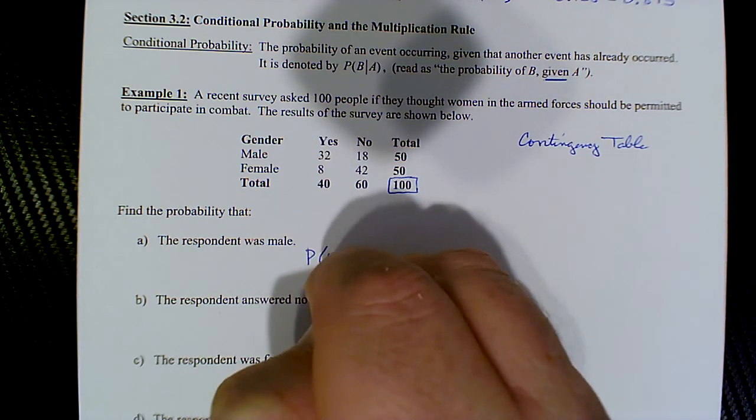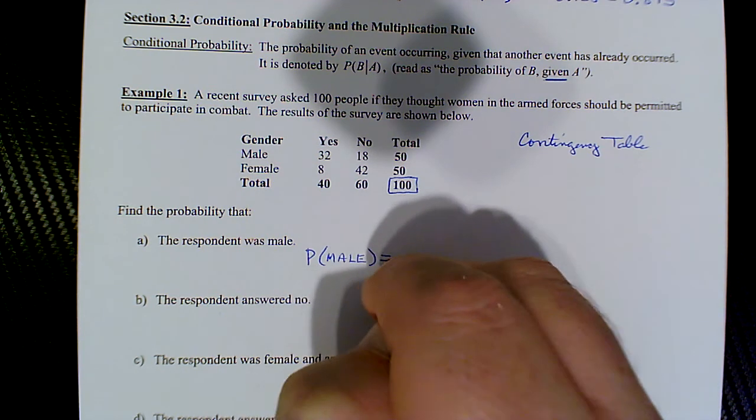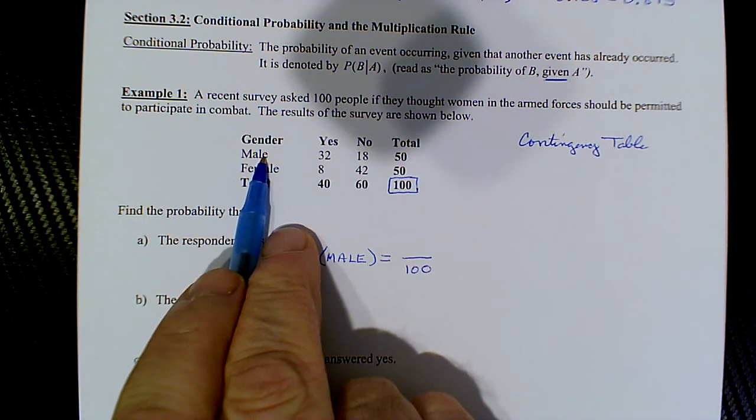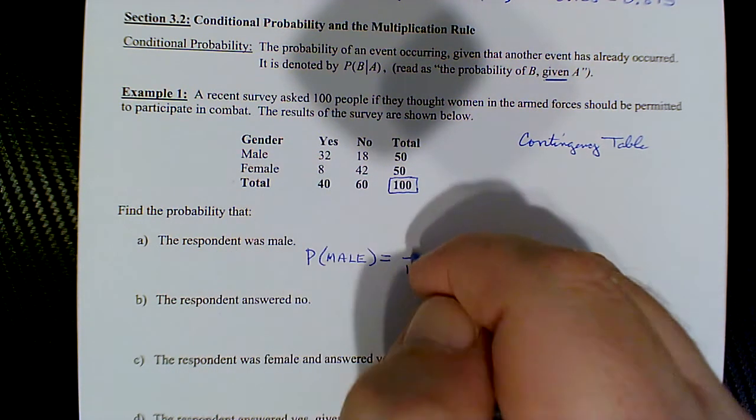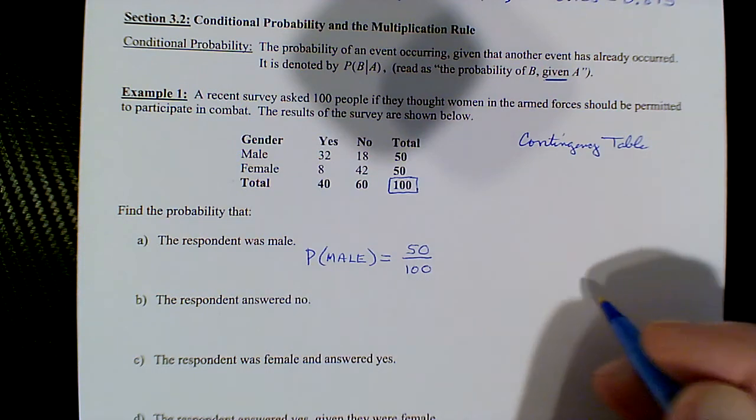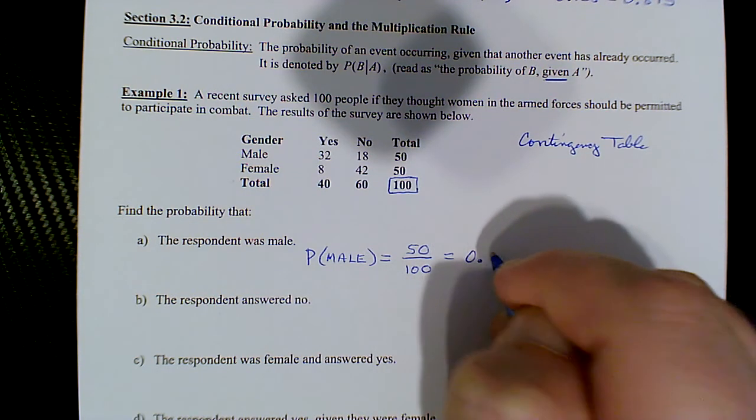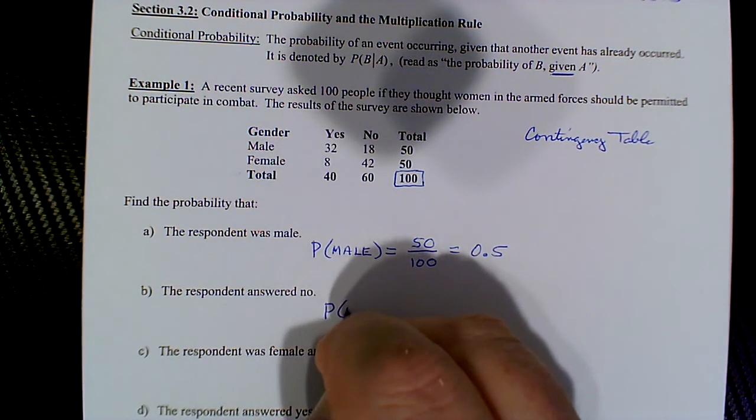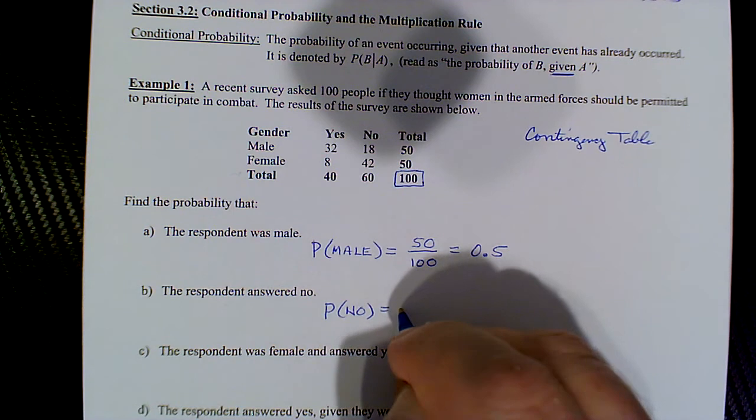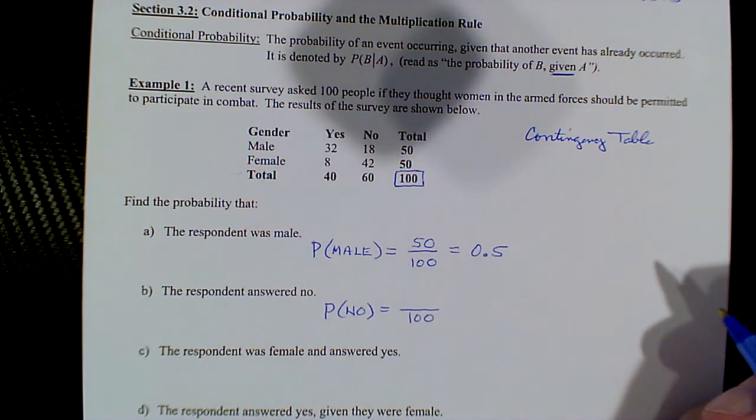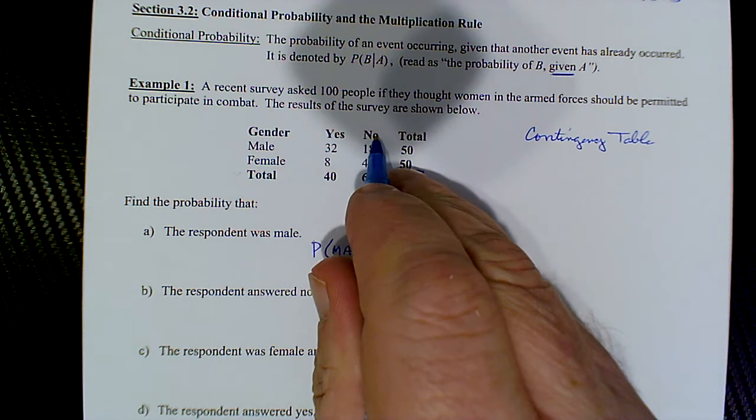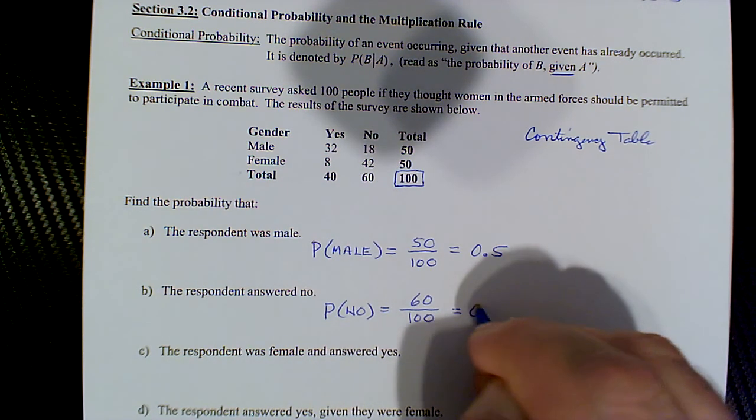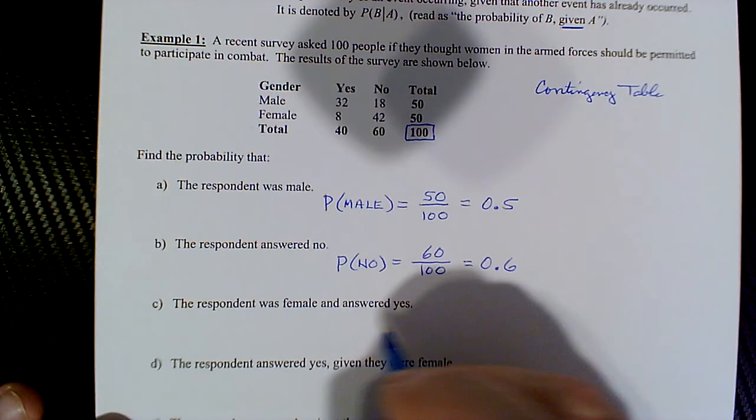Probability of being male. Again, success over total. There's a total of 100. And how many people are male? Well, you look in that row, and there's 50 total that are male. And I'm just going to change these to decimals, so 0.5. Probability of the respondent answered no. Probability of no. Again, there's 100 total. And out of those 100, look at the no people, and there are 60 of them. So 0.6.